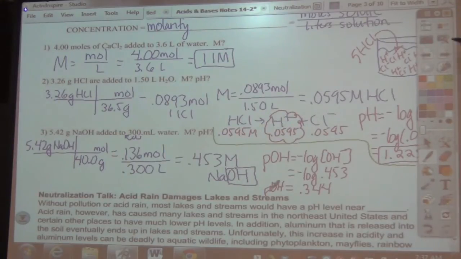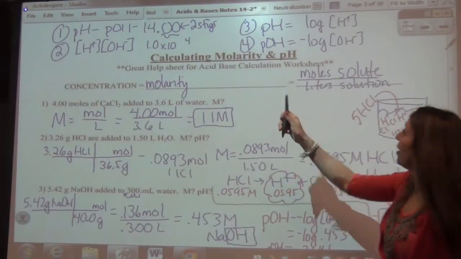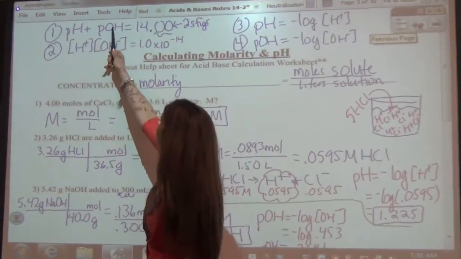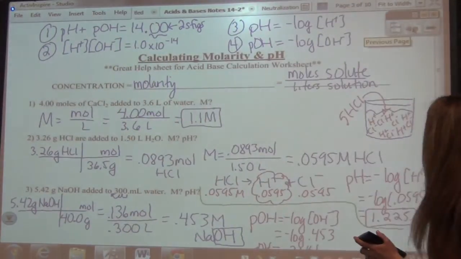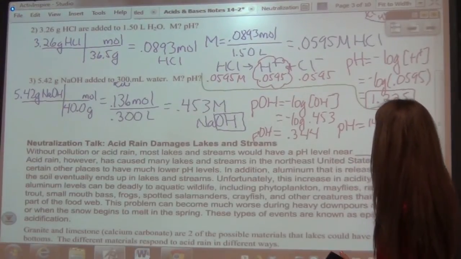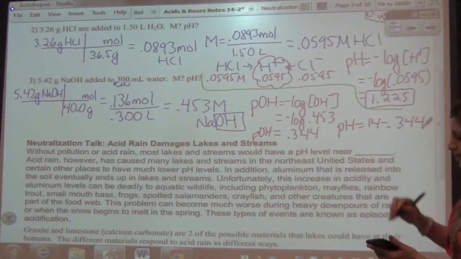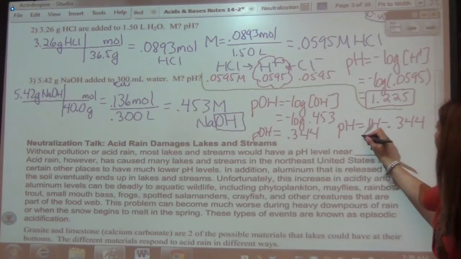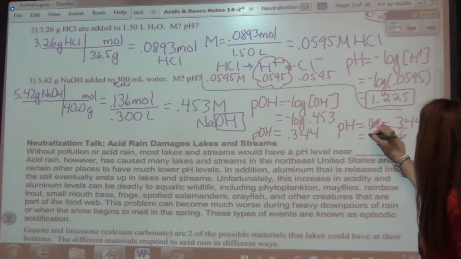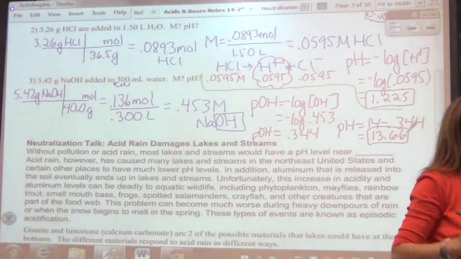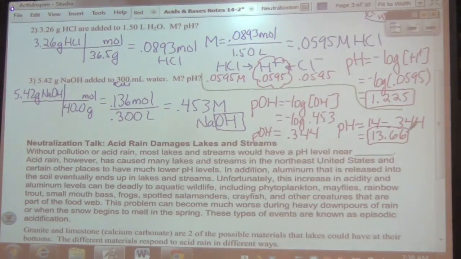Awesome. If you go back up to our equations, once you have the POH, then you can always find your pH by subtracting from 14, okay? So if you do 14, pH is equal to 14 minus 0.344, you get 13.66, which is definitely basic. And NaOH should be a base. When you do the pH, it should be greater than 7. Okay, got it?